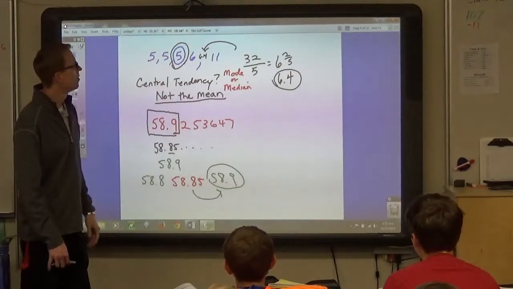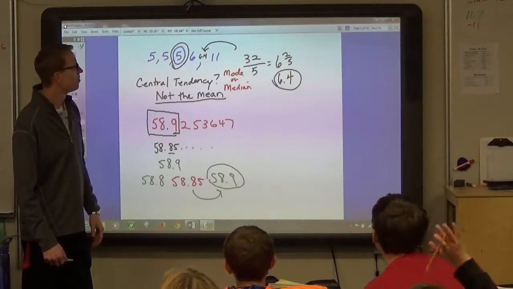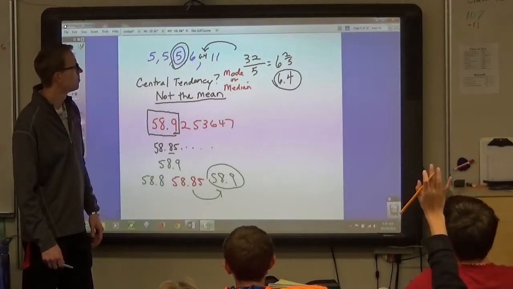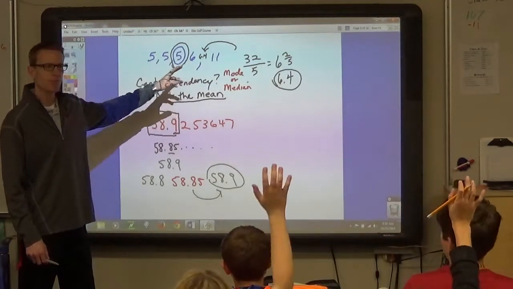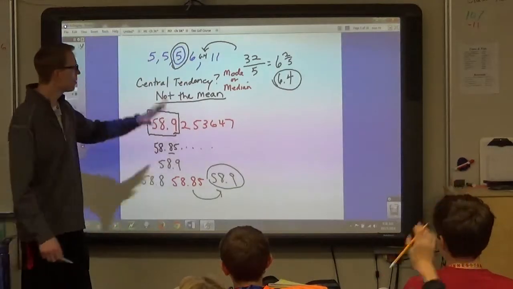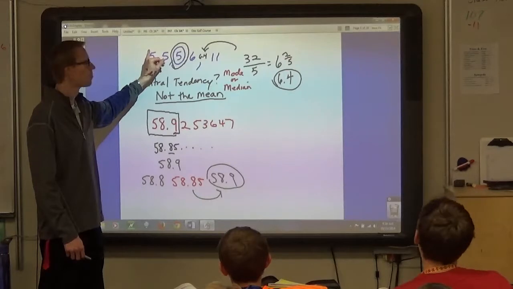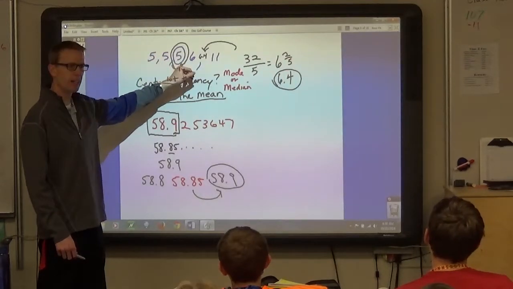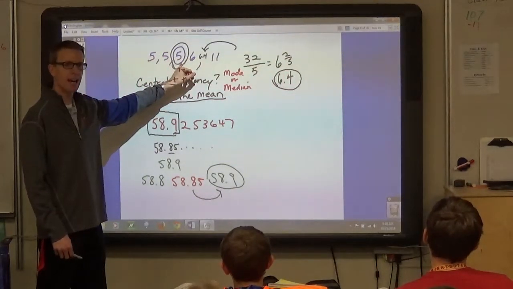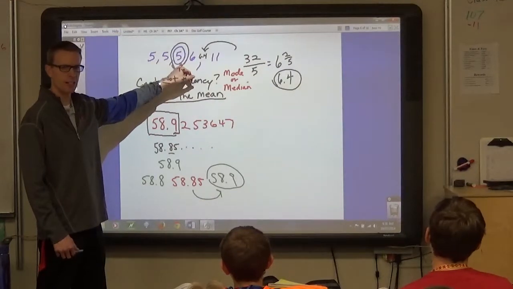What's the median? What's the median, Joey? 5. It's also 5, because there's 5 numbers. And so the median is 5, so that's not the best central tendency.